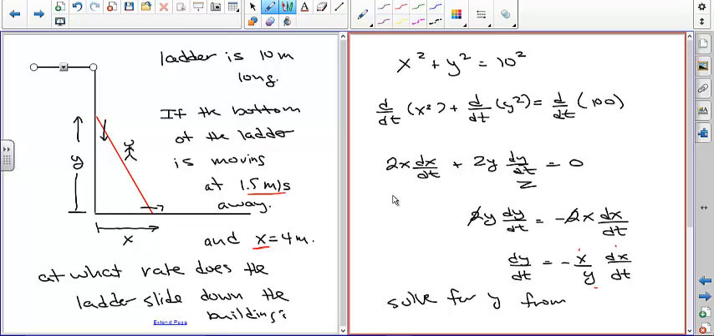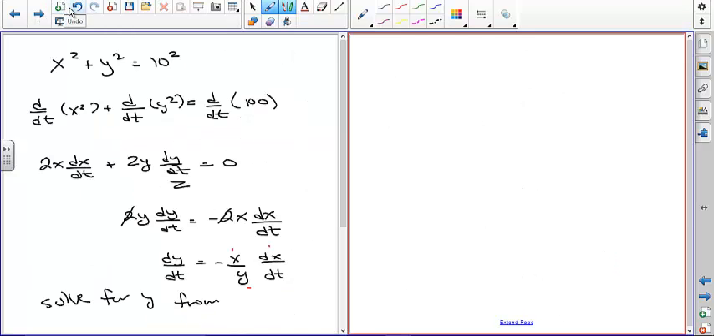So what we have is a man walking away from a light, and we're asked some questions about it. To understand it, you've got to draw a picture. So let's make a picture. Make sure you draw this on your paper.